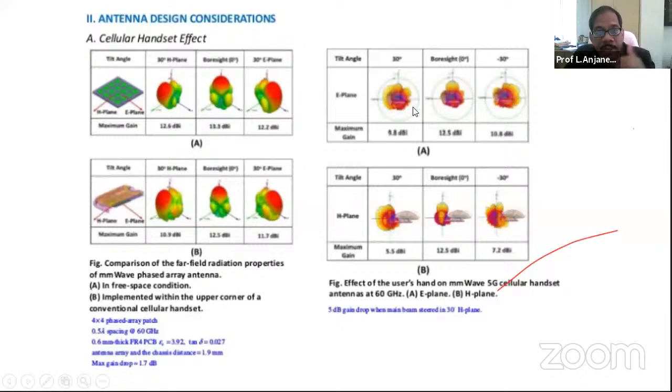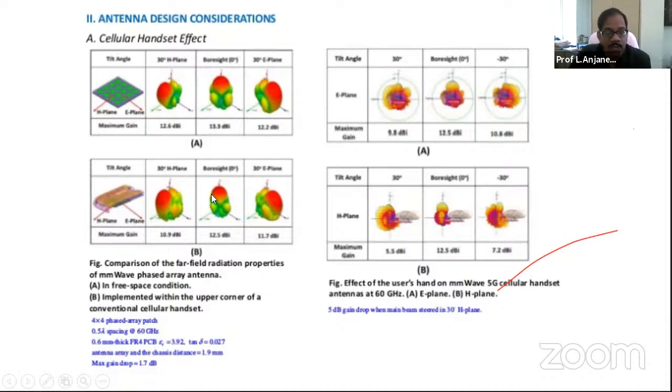When you change the angle, the boresight tilt angle, like 30 degrees, boresight minus 30 degrees, that means when you tilt the thing, how much the gain reduces. For example, at boresight, in the main axis of the antenna, it is 12.5 dBi, but it reduces to 10 point something and 8 point something when you tilt to 30 degrees. I'm sorry, the clarity of the slide is not that good.